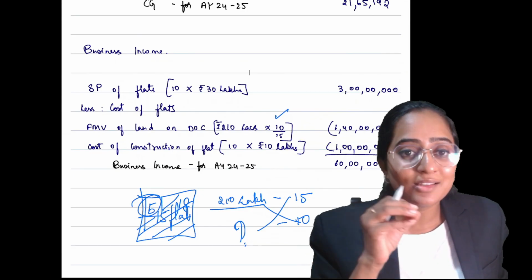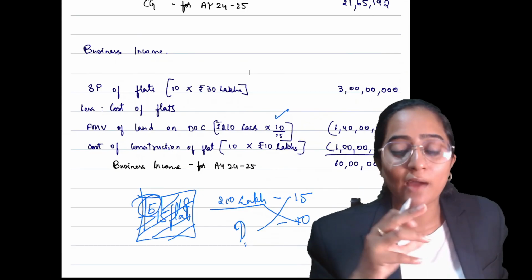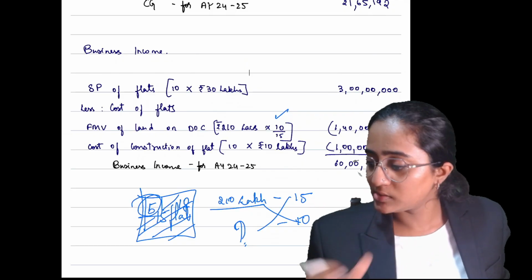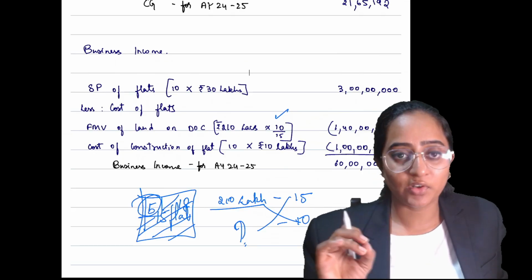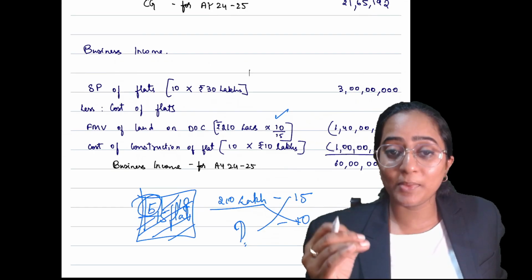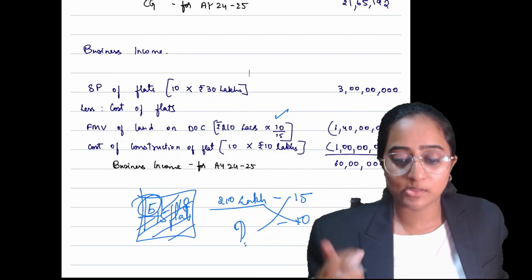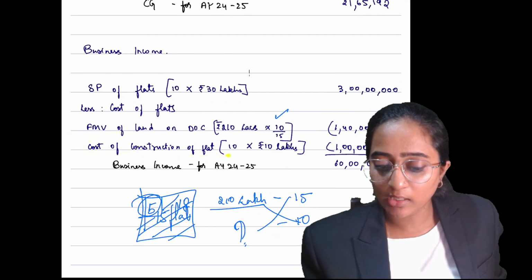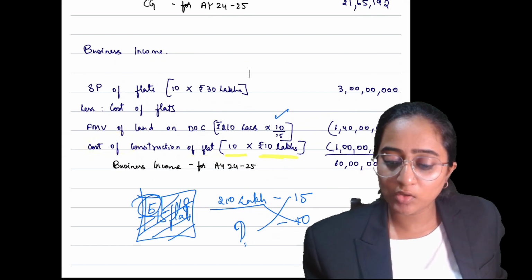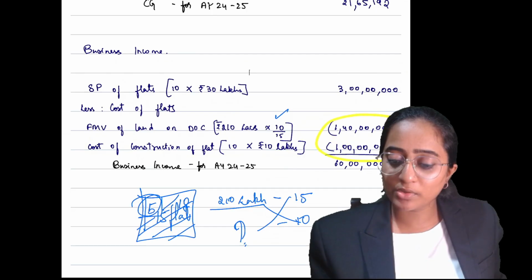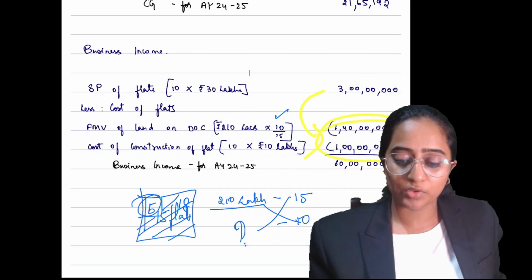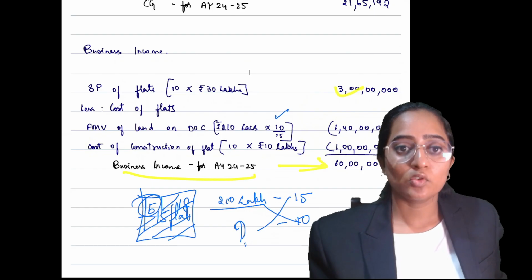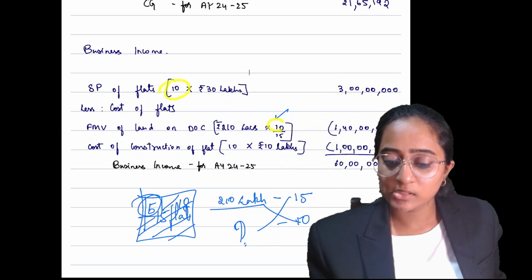Then you have incurred the cost of construction. So after conversion of your capital asset, whatever cost you incur is going to be considered as your stock in trade. It's going to be considered as your PGBP expenses. So the cost of construction of flats, that is 10 multiplied by 10 lakh, you're going to get 1 crore. Total being considered 3 crore, you're going to take. Business income you're going to get, that is out of 3 crore, to that extent of 10 flats.